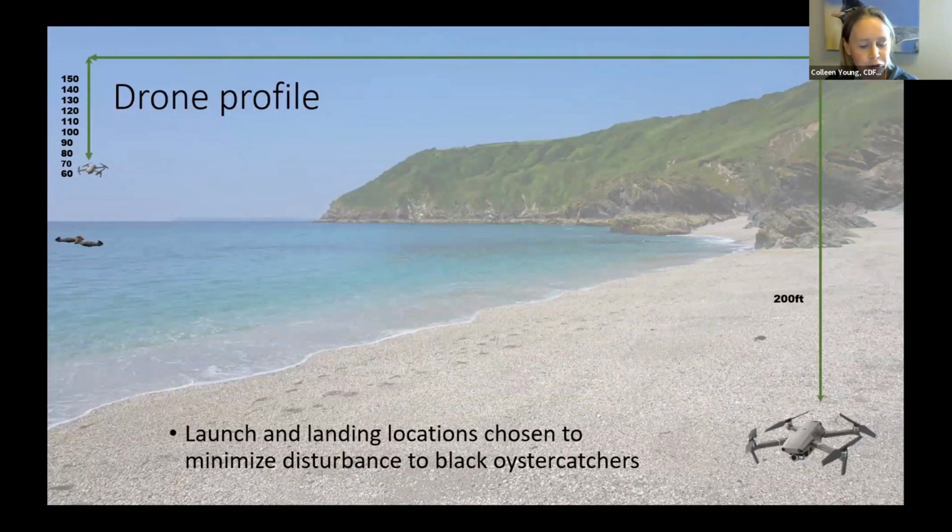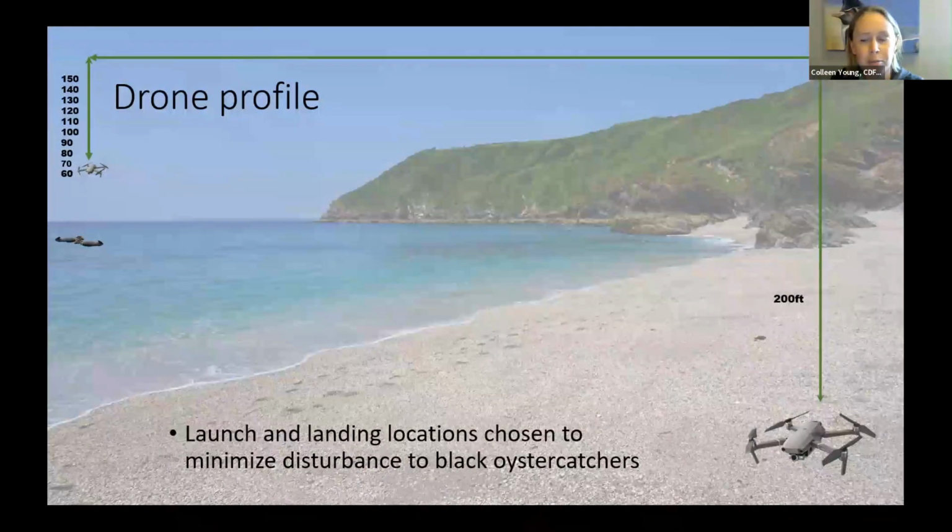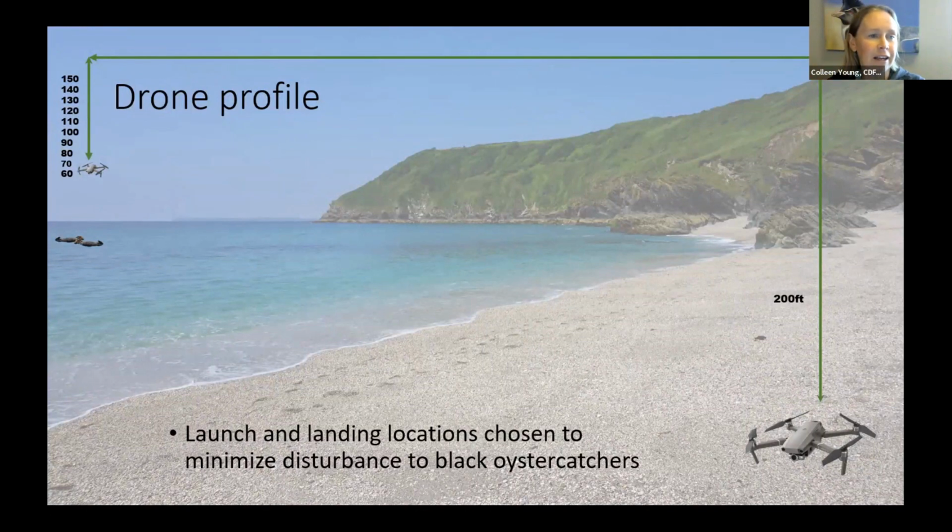For the 3 drone flights, we used the same drone profile where we'd launch the drone to 200 feet, fly it out over the focal otter, and then drop down in 10-foot increments for 1 minute at a time, and then come back up in 10-foot increments as well, and then come back to land the drone at the launch site. Our launch and landing locations were chosen to minimize disturbance to nearby black oyster catchers.